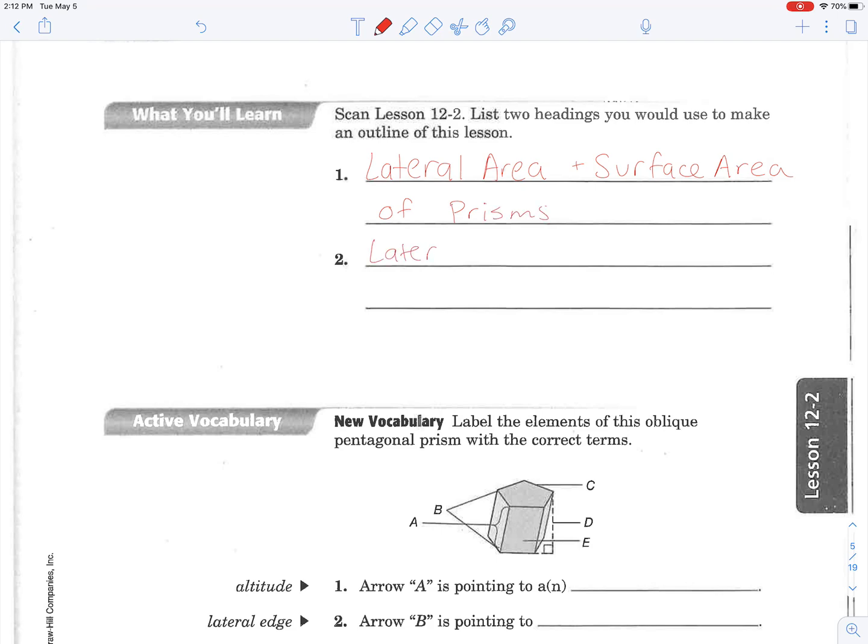And the second is lateral area and surface area of cylinders.